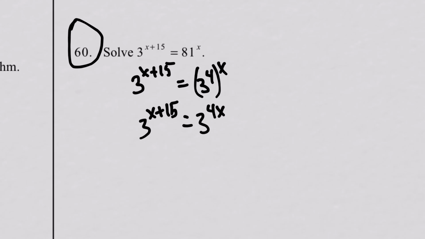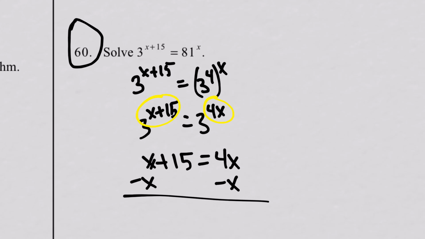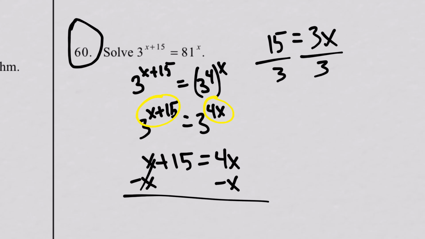And now that they both have the same base, that means that their exponents are going to be the same. X plus 15 and 4x are equal to each other. So that's what I have. And now it's a simple linear equation. Solve it by subtracting x. I got 15 equals 3x. I divide by 3. And look how fast and easy that was.